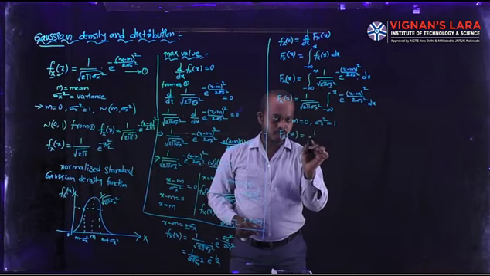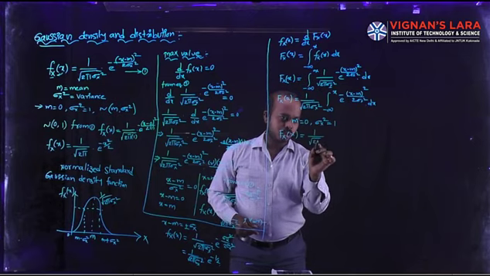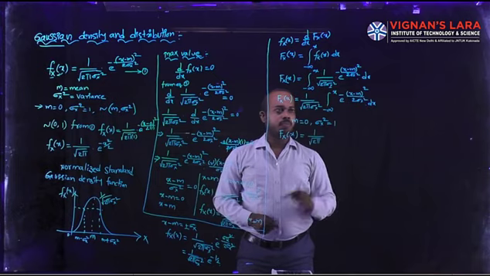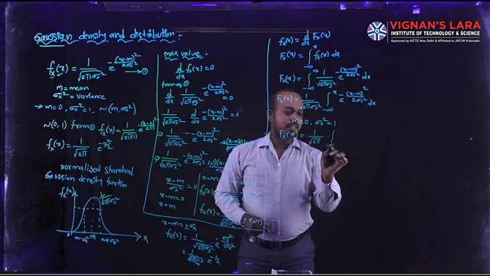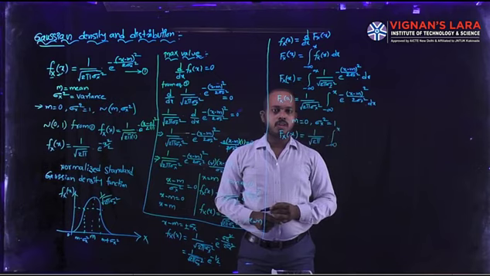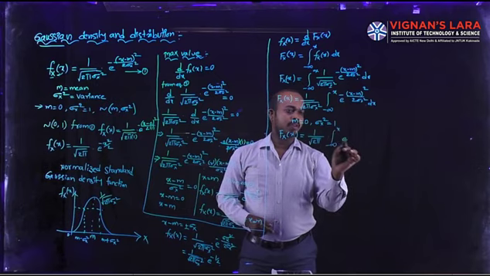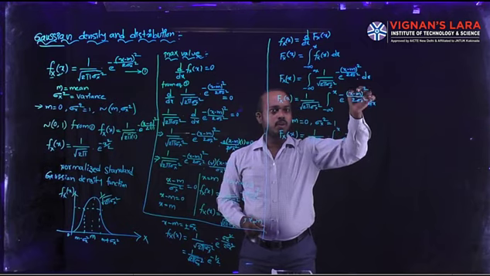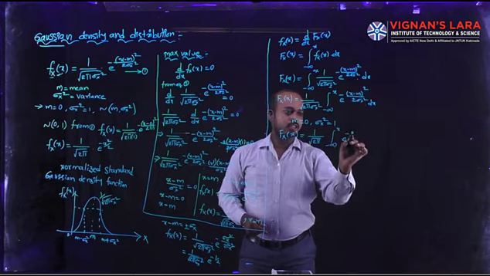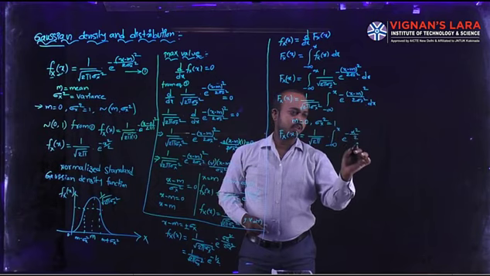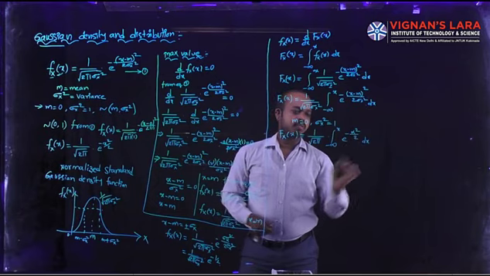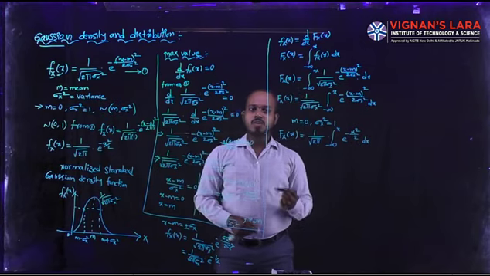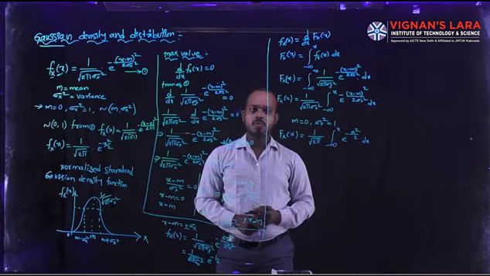Now you can rewrite the equation as 1 divided by square root of 2 pi into integral from minus infinity to x, e power minus x square divided by 2 into dx, since we have already put the value 0 for m. This function is called the normalized standard Gaussian distribution function.